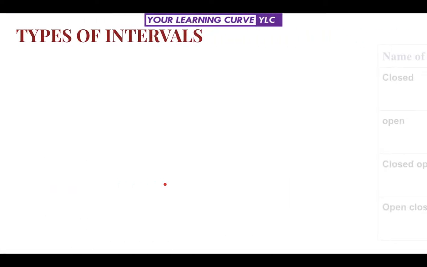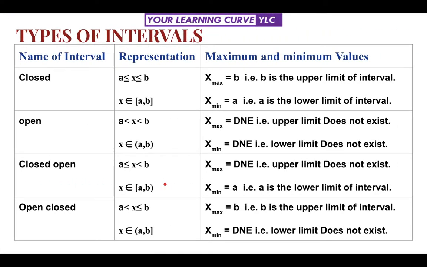Now let's see types of intervals, and this is the most important part in inequalities. You have to understand this very thoroughly. First is the closed interval. If an inequality is given, a is less than or equal to x is less than or equal to b, it means that x is greater than a, but it can also be equal to a. x is less than b, but it can also be equal to b.